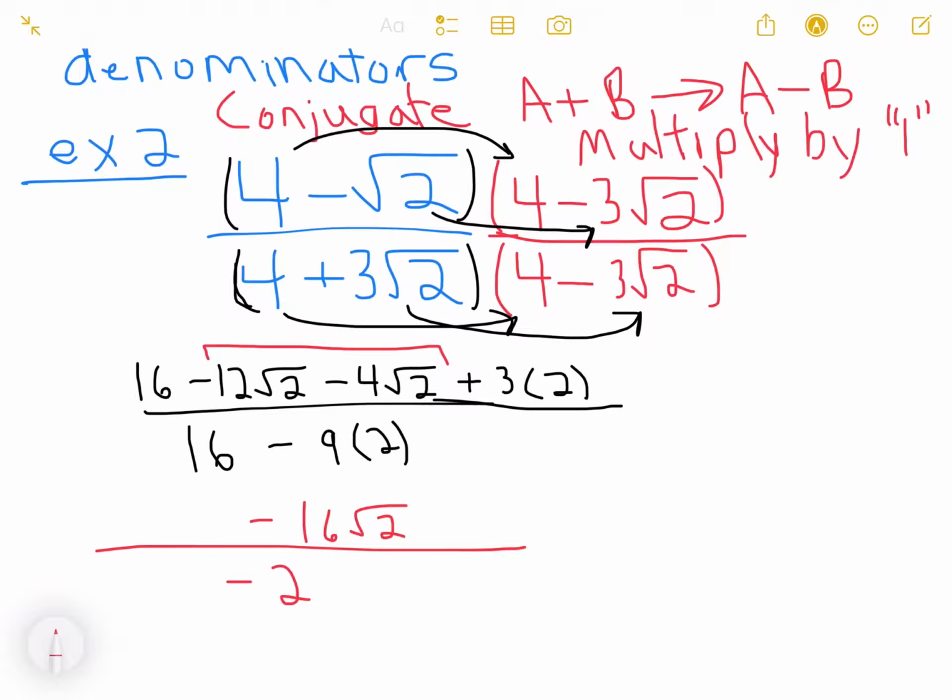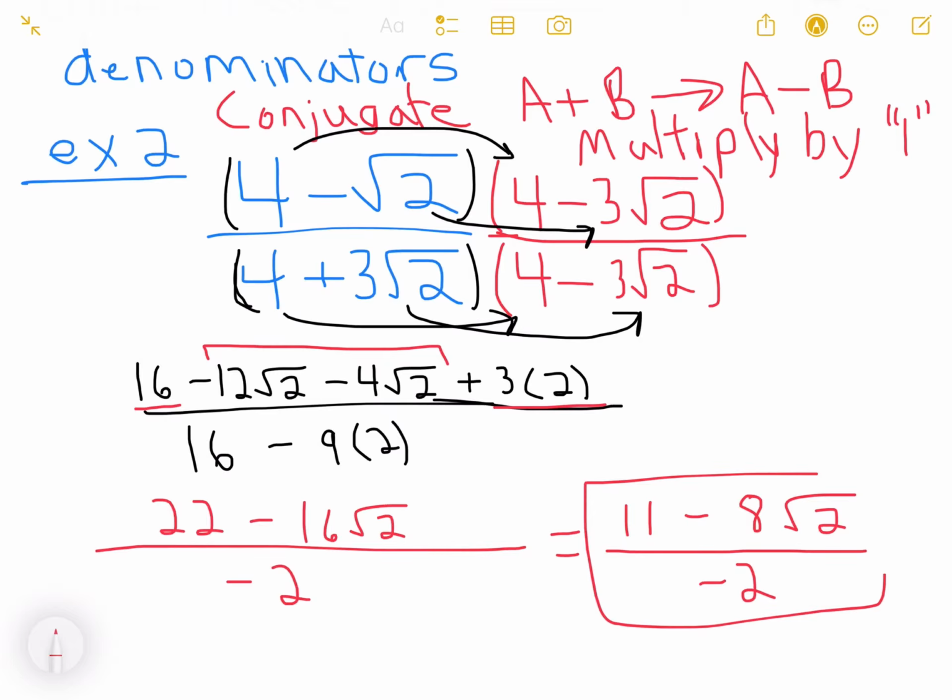And then this first term and the last term here, I have 16, and then I have plus 3 times 2, which is 6. So I have 16 plus 6. That means I have 22. Okay, so I have 22 minus 16 root 2 over minus 2. And if I want to reduce this, because everything is divisible by 2 here, then I will end up having 11 minus 8 root 2 over minus 2. So I can leave it like this, or I could simplify it further if I want to move the negative to the top or whatever. I'm going to leave it like this, and that's pretty much it.